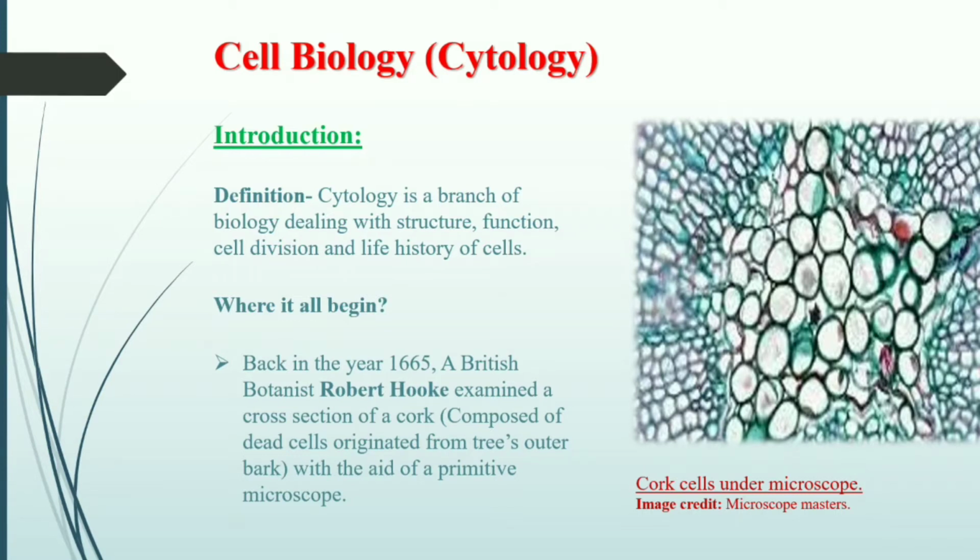It was back in the year 1665 that a British botanist, Robert Hooke, examined a cross-section of a cork. A cork is basically composed of dead cells originated from trees' outer bark. Robert Hooke examined it with the help of a primitive microscope, and it looked like the image on the right side under a primitive microscope.